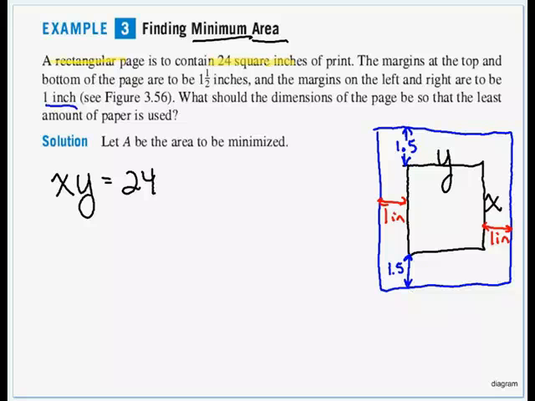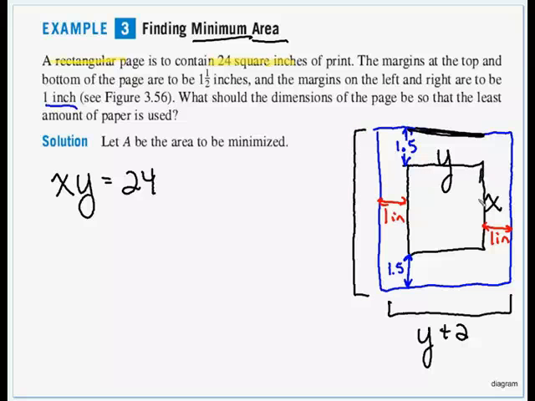And let's find the length and width of the entire page then with the margins. So here we have this length is Y, and then we have 1 inch on either side. 1 inch and 1 inch are 2 inches, so this entire side is Y plus 2. Up and down the length, we have this length of the print is X, and then we have 1.5 inches on the top and the bottom. Well, 1.5 inches times 2 is 3 inches. So this side is X plus 3.